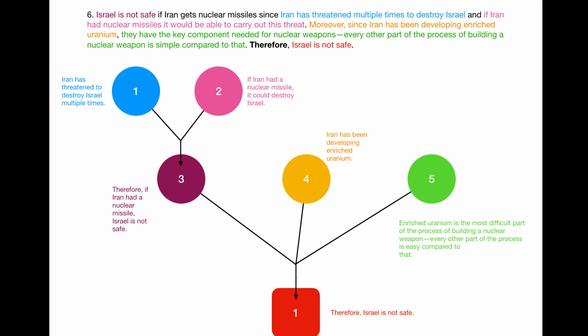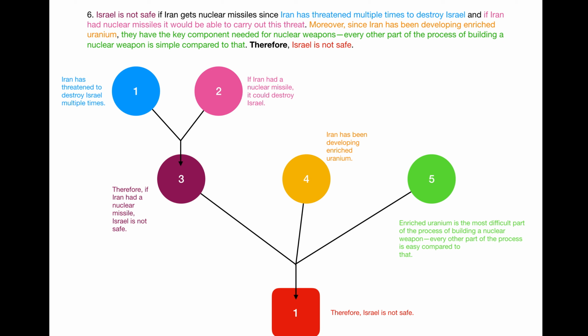All right. Israel is not safe if Iran gets nuclear missiles, since Iran has threatened multiple times to destroy Israel. And if Iran had nuclear missiles, it would be able to carry out this threat. Moreover, since Iran has been developing enriched uranium, they have the key component needed for nuclear weapons. Every other part of the process of building a nuclear weapon is simple compared to that. Therefore, Israel is not safe. So our therefore is nice and obvious for us there, so we know our conclusion. Therefore, Israel is not safe.